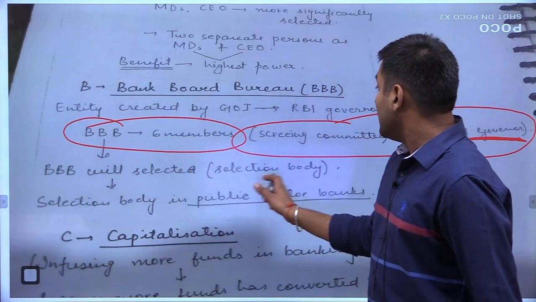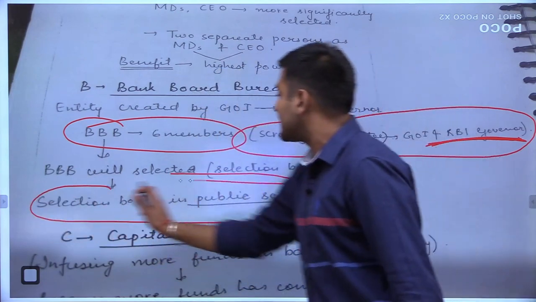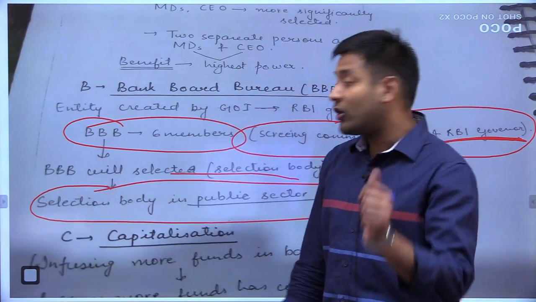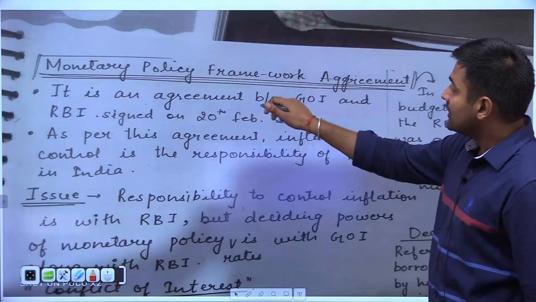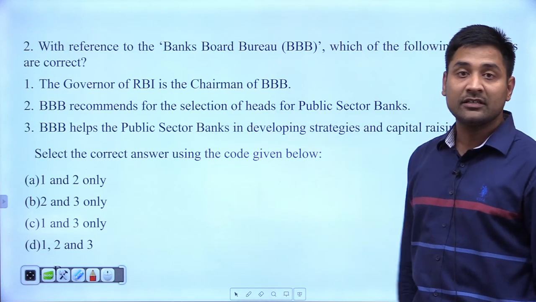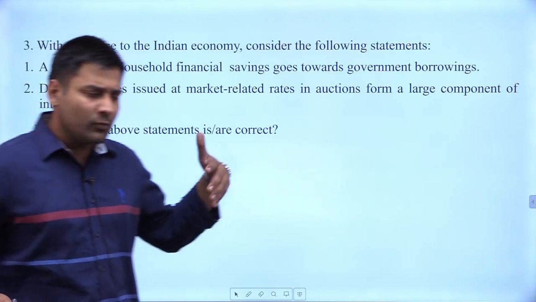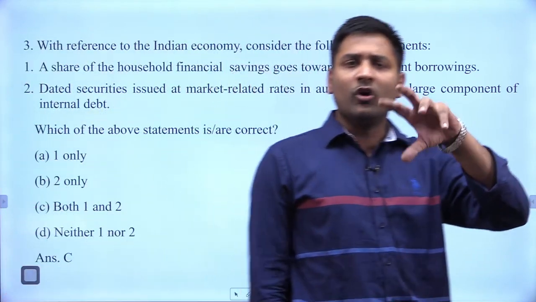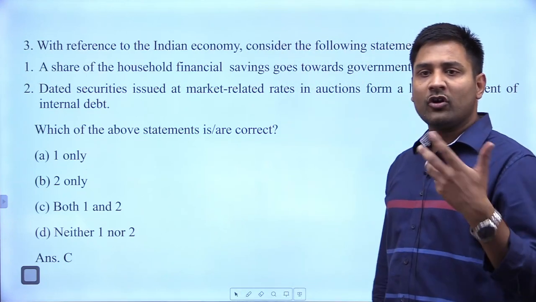Second, it is a selection body for public sector banks. So answer 1, this one particular option, is wrong, and 2 and 3 are right. Again, we can say this is of moderate level. The first question was the easiest one; this one is of the moderate level, we can say.